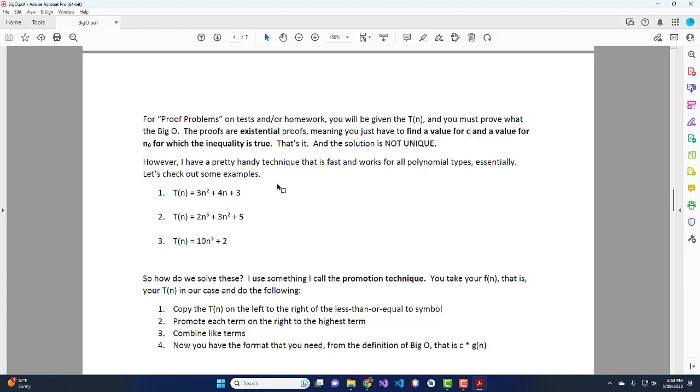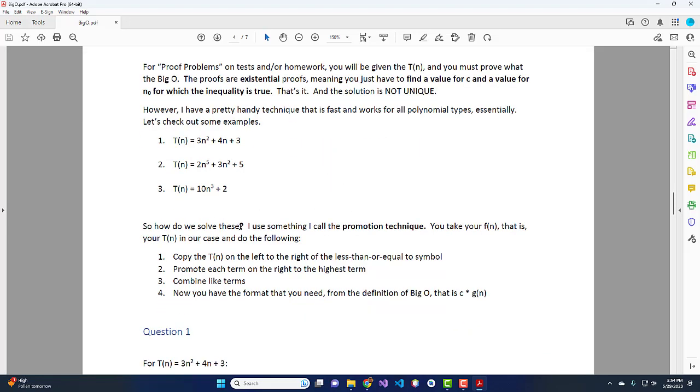However, I have a pretty handy technique that is fast and works out for all the polynomial types. It would work for logarithms and other things too, although those might get a little bit trickier sometimes. But typically what I'm going to test my own students on are going to involve polynomials and sub-polynomials. So when I say sub-polynomial, we're talking linear, and even constant could work, but constant's a little bit more trivial. So typically I'm going to use polynomials like these.